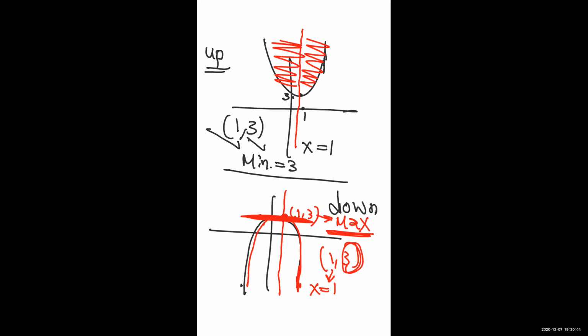Then the next point: what about the intersection points? The intersection points with the x and y axes we can get directly from the curve, from the graph. So this point, of course, will be the intersection point with the x-axis, like this.